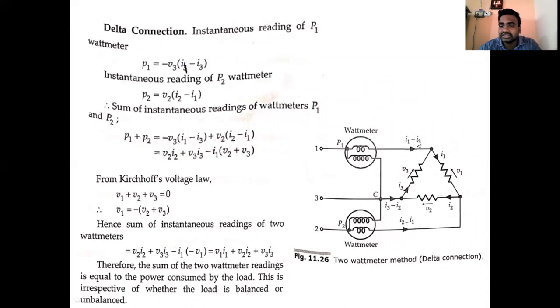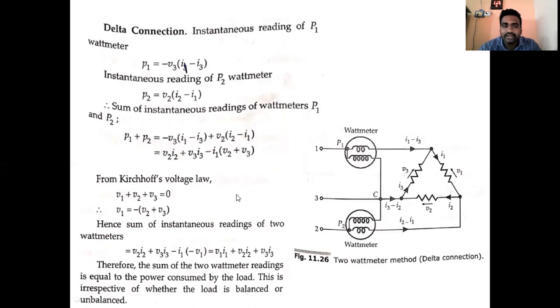There is a current division with respect to delta. The first conductor current division is I1 minus I3. The second conductor current division is I2 minus I1. The third conductor current division is I3 minus I2. If we summarize the power flowing with respect to wattmeter 1, P1 is equal to minus V3. V3 is in this direction, and the current is flowing in this direction. So what is the value of P1? P1 is equal to minus V3 into I1 minus I3.